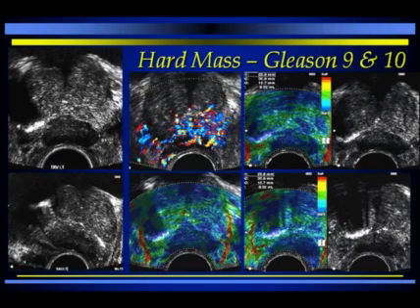Yet another example, here is a focal hypoechoic nodule. This is a Gleason 9 and 10, a very, very high-grade prostate cancer. This is the color Doppler showing you markedly increased flow, not only in the lesion but adjacent to the lesion, probably related to spread of prostate cancer up into the prostate here. But here's the elastogram, and you can see that this lesion is harder than the adjacent normal prostate.